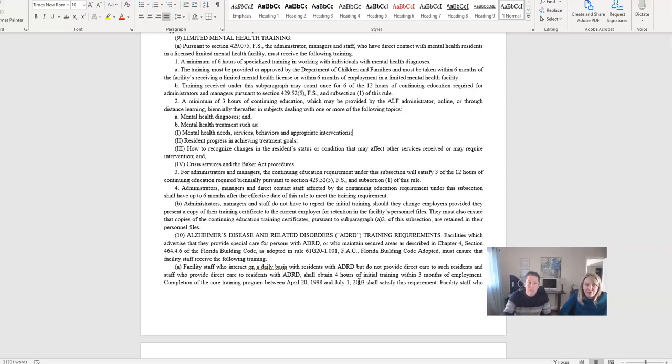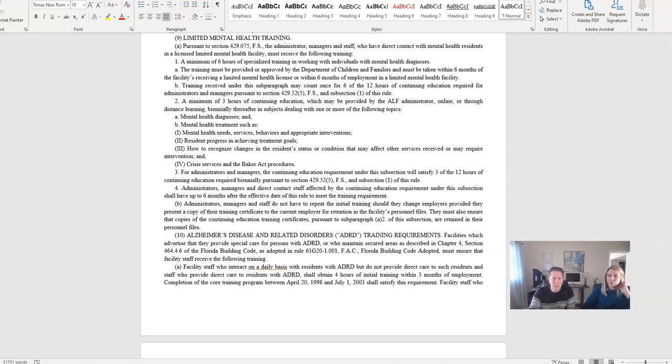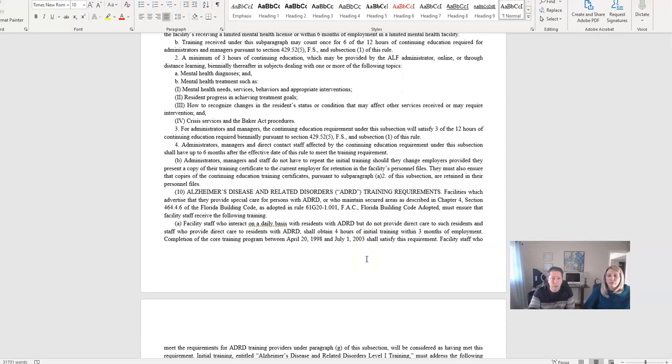Right. Administrators, managers, and staff do not have to repeat the initial training should they change employers, provided they present a copy of their training certificate to the current employer for retention in the facility's personnel files. They must also ensure the copies of the continuing education training certificates are retained in their personnel files. Okay. And it didn't sound like there was any gap of employment or anything like that. So you can take your training with you once you have it initially.